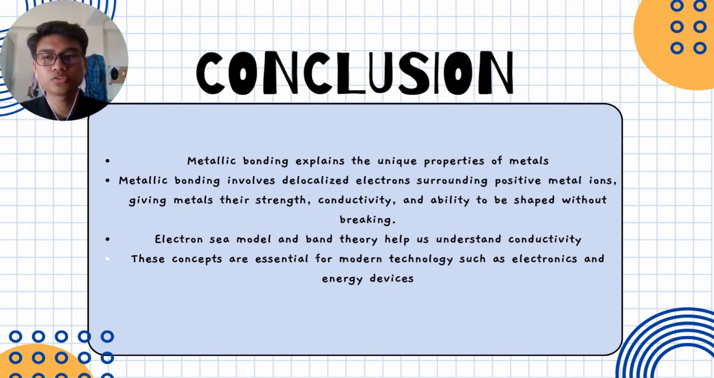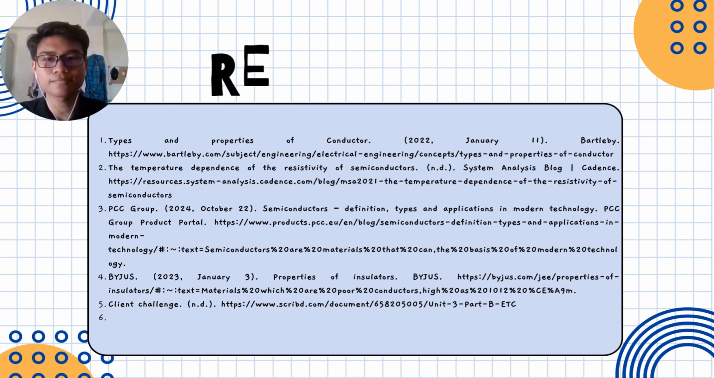And finally, we reach today's presentation's conclusion. Metallic bonding explains the unique properties of metals. Furthermore, metallic bonding involves delocalized electrons surrounding positive metal ions, which gives metals their strength, conductivity, and ability to be shaped without breaking. And finally, the electron sea model and band theory help us understand conductivity, where these concepts are essential for modern technologies such as electronics and energy devices.